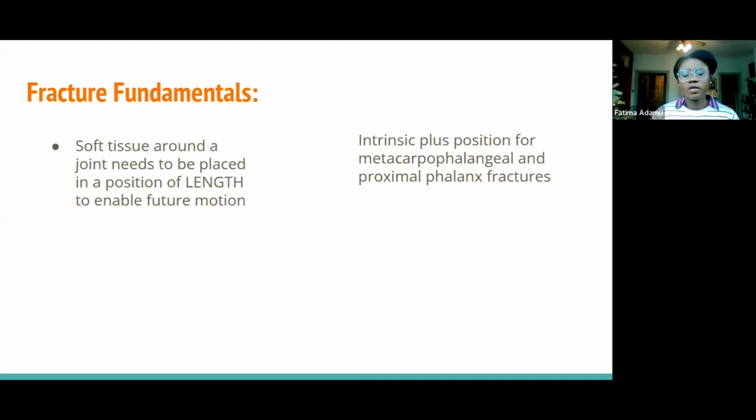I'm going to talk more about the intrinsic plus position later, but our inclination after a fracture in the hand is to straighten the fingers and straighten the hand like this, but it's actually going to be better to place the patient in this position. Mainly because the ligaments in these joints get lengthened when you bend them. And that means that down the road, when the bones are healed, the patient will be able to do things like make a fist.